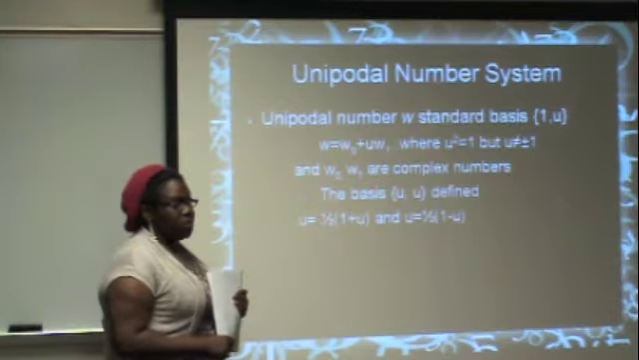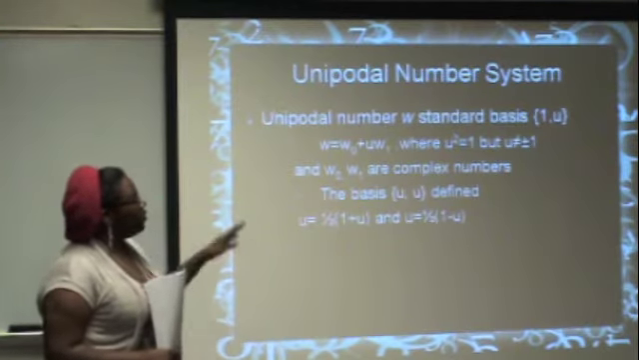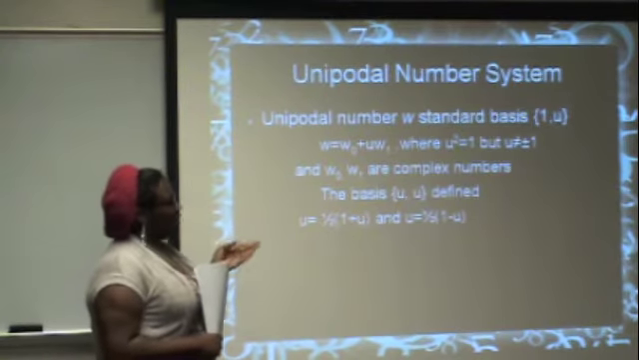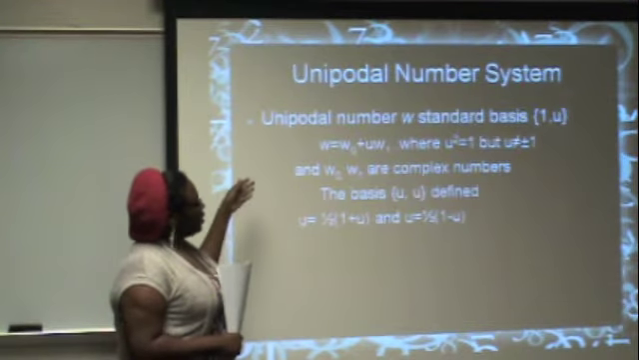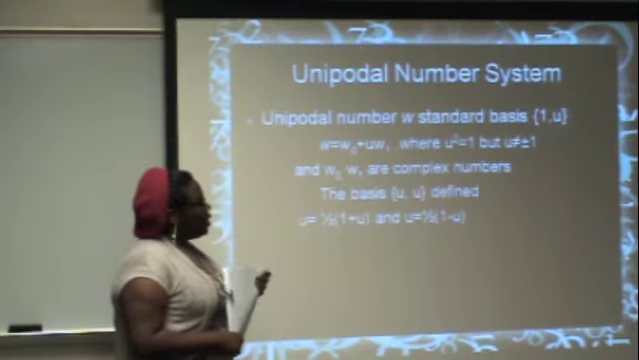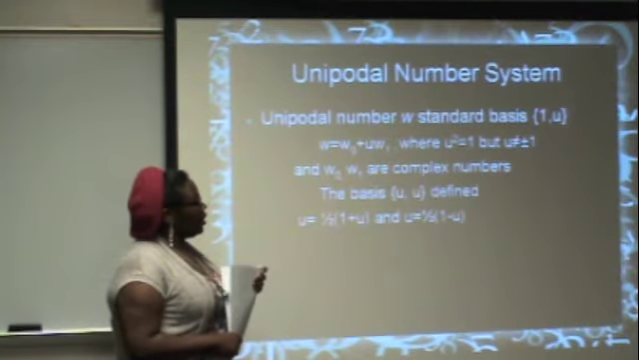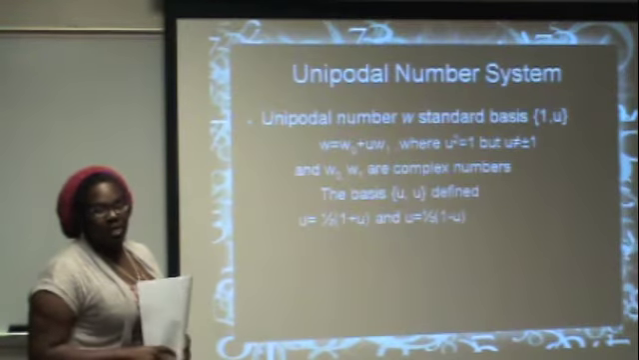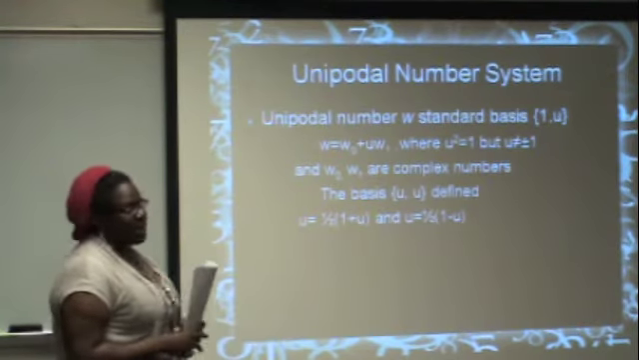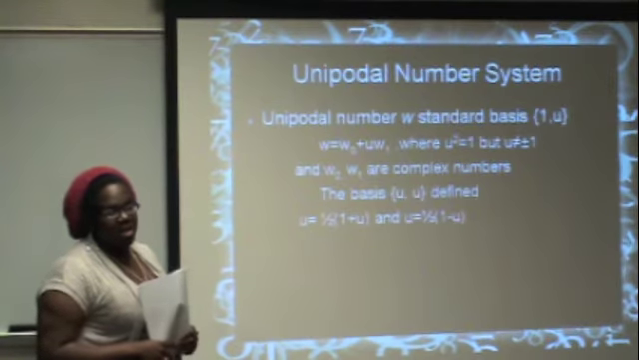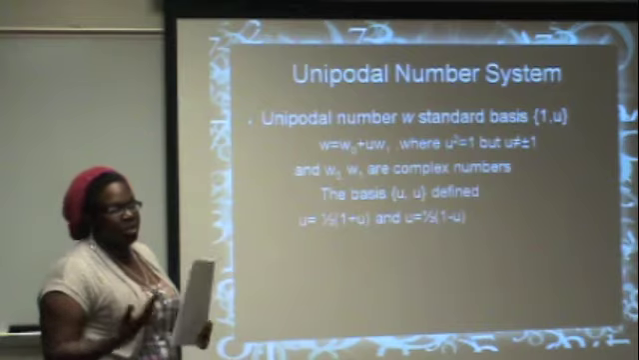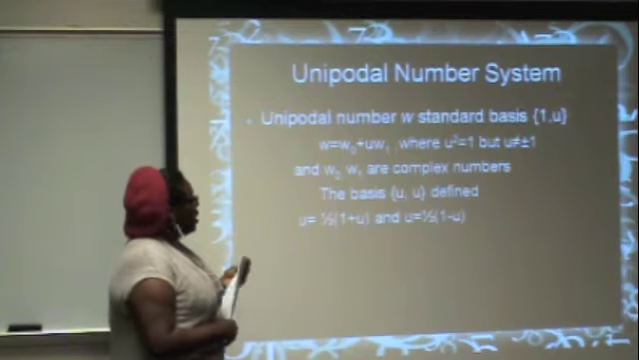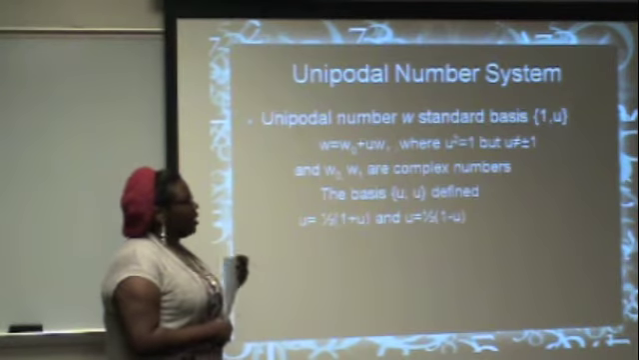From the quartic formula, we've proven that we can use the Unipodal number system. What that is: if you take a number w and its standard basis set 1 and u, we let w equal w naught plus w1 u, where u squared equals 1, but u does not equal plus or minus 1. If you look at that, it kind of puts you along the line of the imaginary number i. But we can't really call it that, because the imaginary number i squared is always going to equal negative 1, whereas here u is not going to equal plus or minus 1. So we're going to let w naught and w1 be complex numbers.